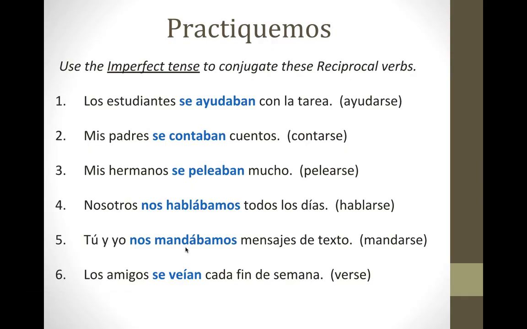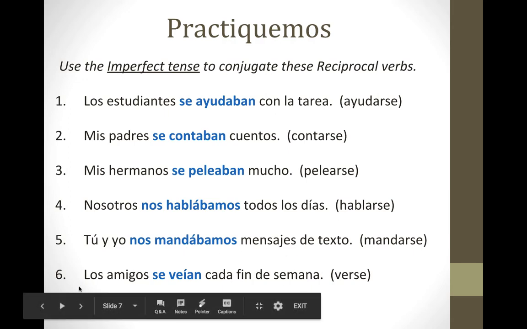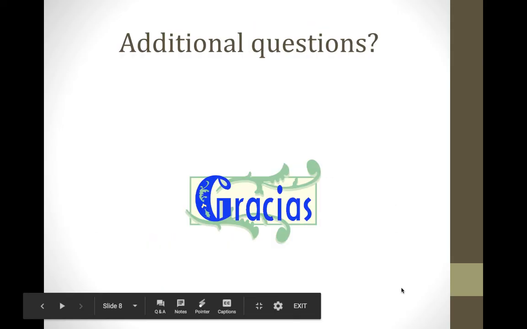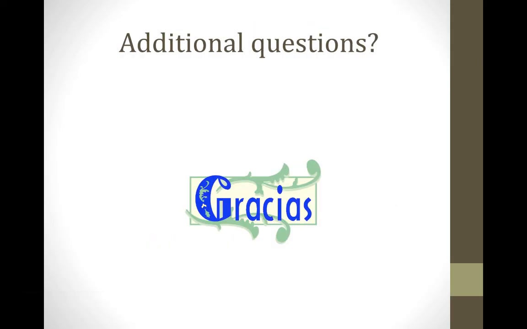And number 6, your one irregular imperfect verb here, ver. The friends used to see each other every weekend. Los amigos se veían.